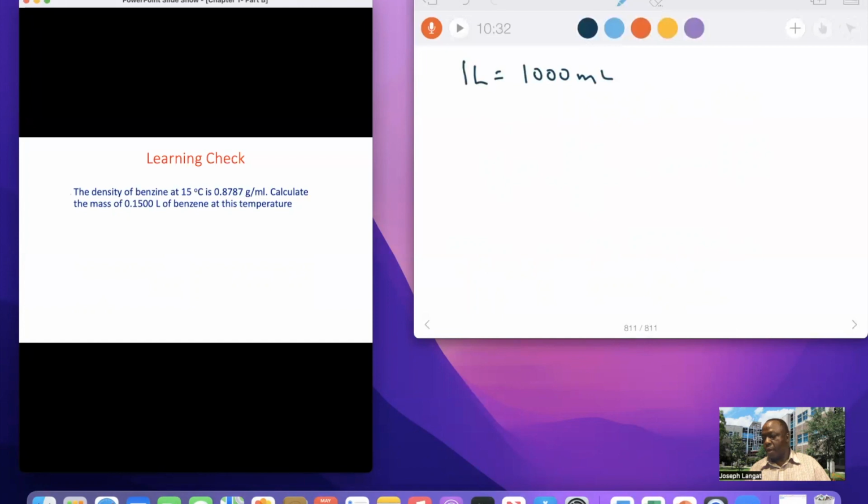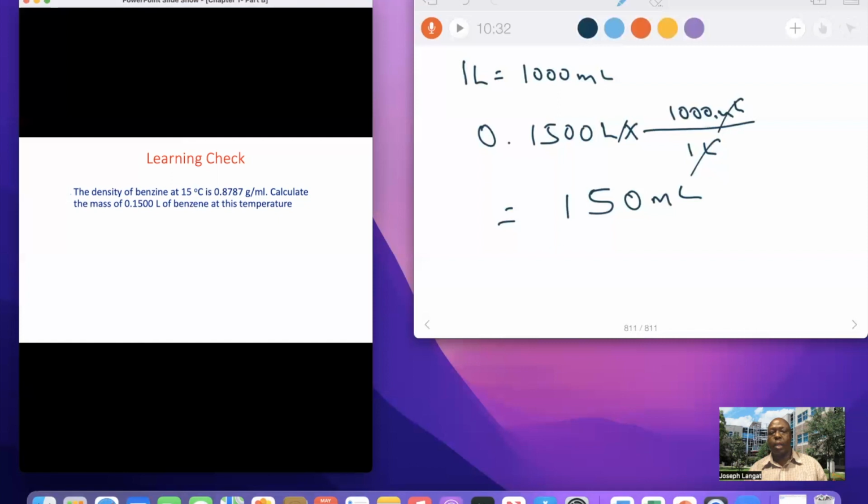So if I convert 0.150 liters, I'm just using dimensional analysis, which we'll talk about in a moment. So if I have here 1 liter, 1,000 ml, this will cancel, that will cancel, and we have 150 ml. This is now what we need to use in our calculation.